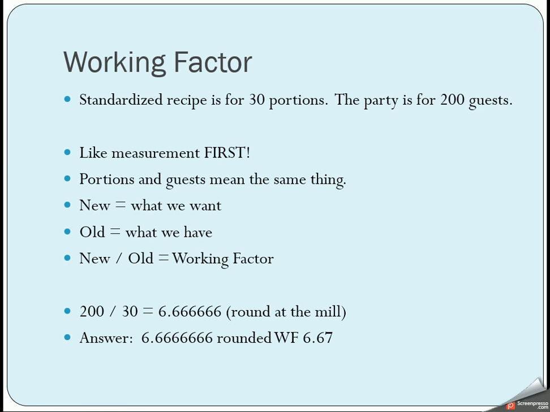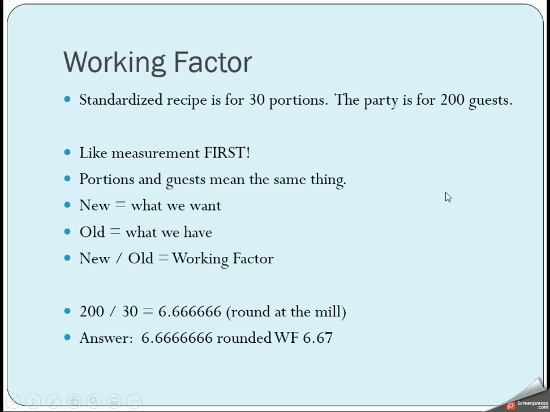Okay, so what we are doing today is the working factor. The working factor, remember, is a multiplier that is used to convert recipes from either smaller quantities to larger or larger quantities to smaller. The working factor is a multiplier, so it goes with everybody. It does not have to be in any particular unit of measure. The working factor is simply a multiplier.